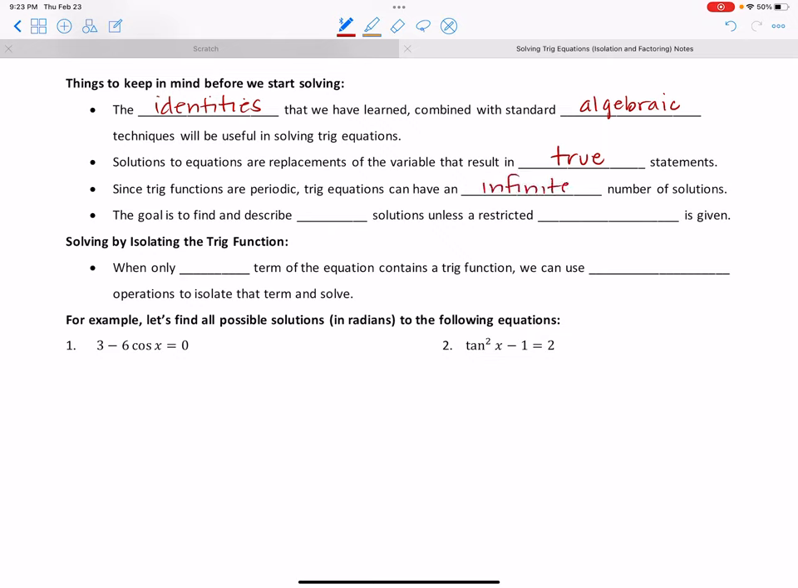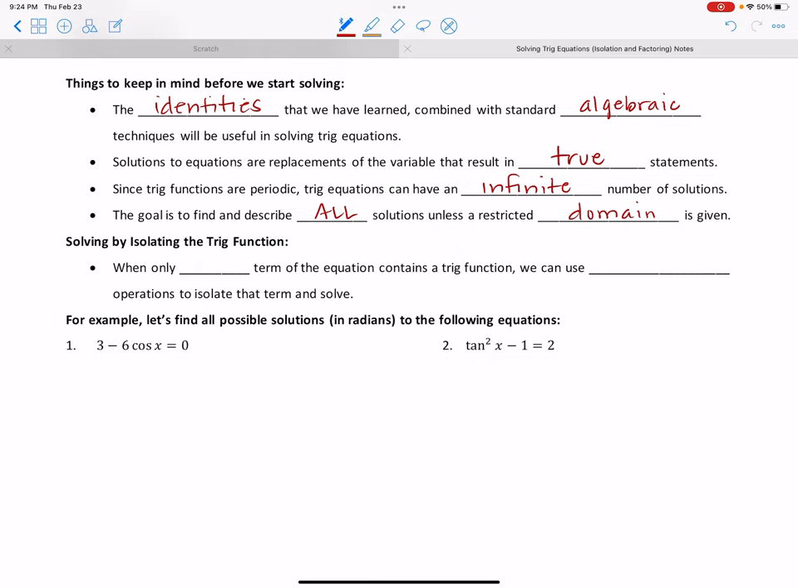So in general, we're going to be trying to find all of those solutions. Now it's going to be impossible to write every single solution, so we're going to have to try to find a way to describe them unless we are restricted to a certain domain. So unless a restricted domain is given, like if it says not just to solve, but to solve over the interval from 0 to 2 pi, then we don't have to lap around the unit circle. We'll just find the angles that are in that interval from 0 to 2 pi. Okay? So all helpful things to keep in mind.